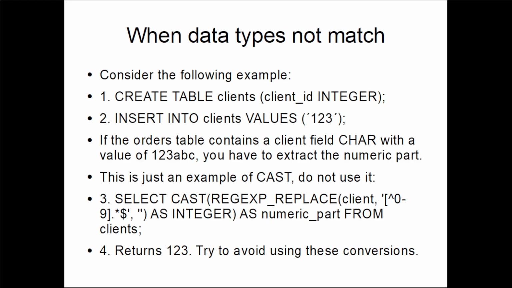Consider the following example from the slide. 1. First we create a table. 2. We insert a value, 123. 3. We convert 123ABC to 123 with cast. 4. The result is 123. As you see, this is a lot of typing every time you need to compare across tables. An alternative is to create views or functions, but it is always better to avoid cast or convert at all.